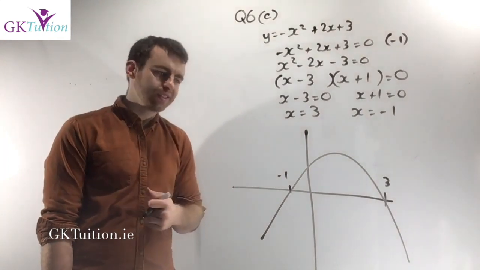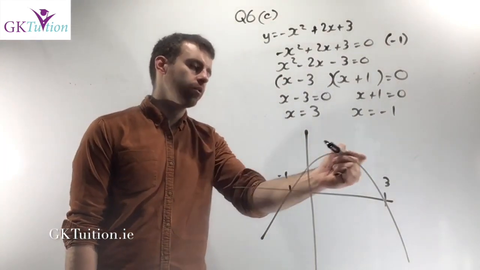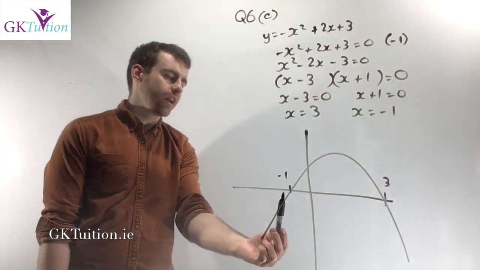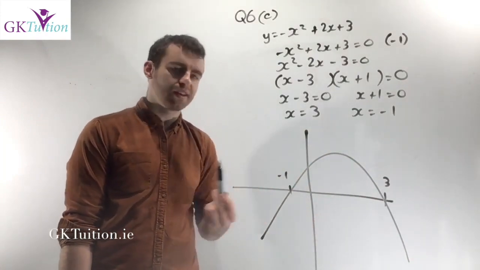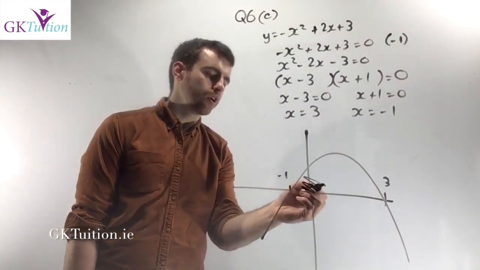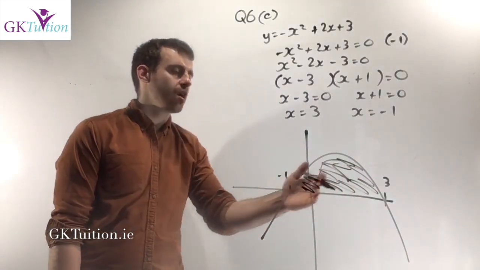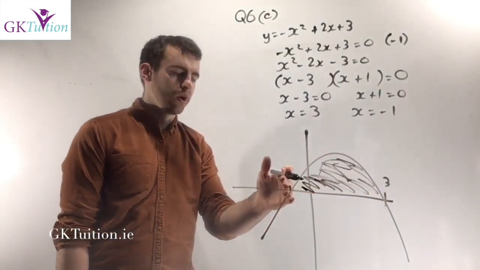And that's going to allow me to sketch my quadratic. It's a minus x squared, so that I know that it's this shape. It crosses the x-axis at minus 1 and the x-axis at 3. And the question is to find the area between the curve and the x-axis. And obviously it's between the curve and the x-axis using the limits 3 and minus 1.